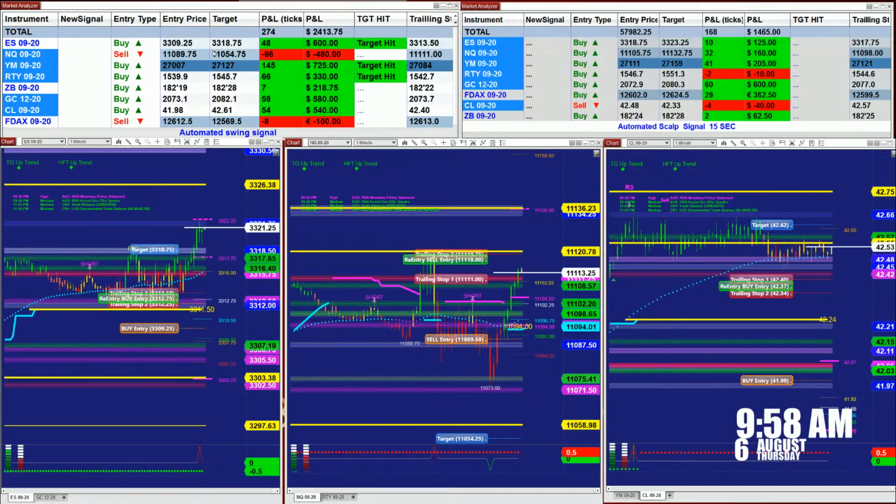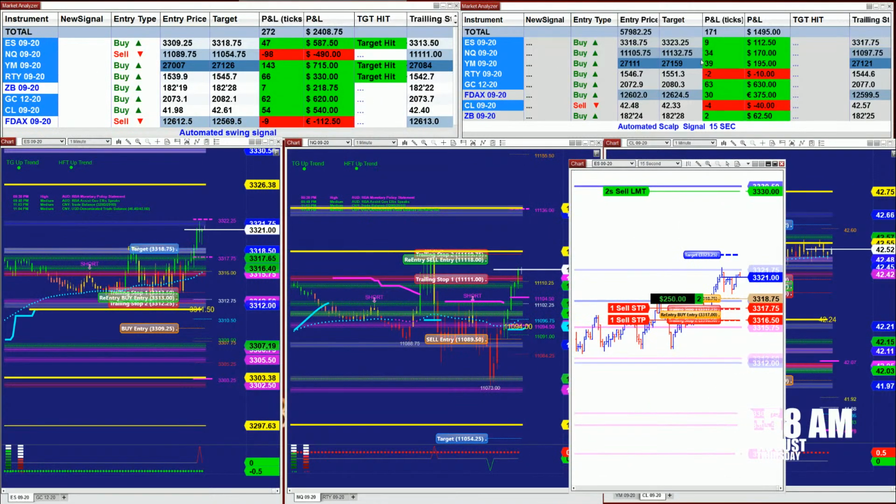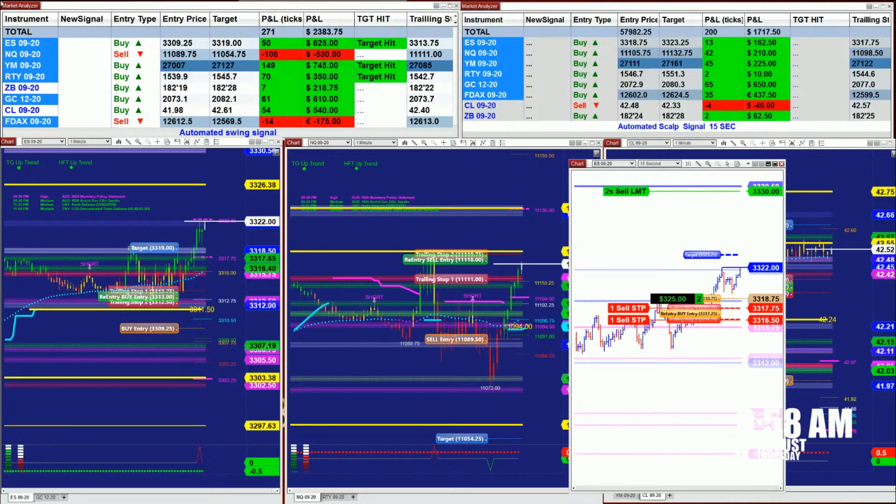On the left upper corner, this is the swing automated trading. On the right upper corner, it is the scalper. The scalpers are in a white chart and the swing trading are in the blue chart. And this is the scalper coming from the market analyzer on the right upper corner.